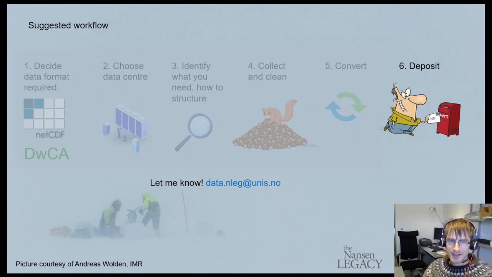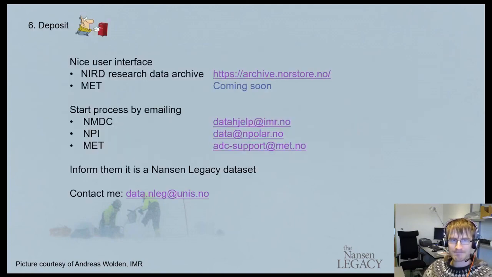Finally, when you've created your dataset, it's time to publish it. So how do you deposit it with different data centers? Again, these are the data centers that contribute to SciOS. So just choose one of these if you haven't already. The NIRD Research Data Archive has a nice user interface, which I think is quite easy and quick to use. So I like that. At the Meteorological Institute, they're creating one of these at the moment too, but that's in development at this point. But if you want to publish with any of the other data centers, you can start the process by just emailing them.